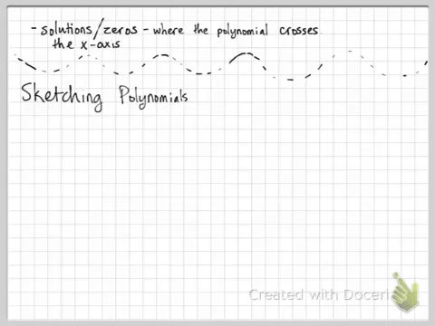Sketching polynomials. It's often useful to be able to get a rough sketch of a polynomial even if you don't have time to sit down and calculate a bunch of points and get a really accurate shape. So there are a couple of things that a polynomial tells us that make them fairly easy to generally sketch.